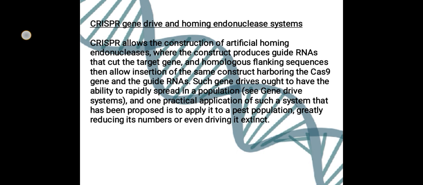CRISPR gene drive and homing endonuclease systems. CRISPR allows the reconstruction of an artificial homing endonuclease, where the construct produces guide RNAs that cut the target gene, and homologous flanking sequences then allow insertion of the same construct harboring the Cas9 gene and the guide RNAs.